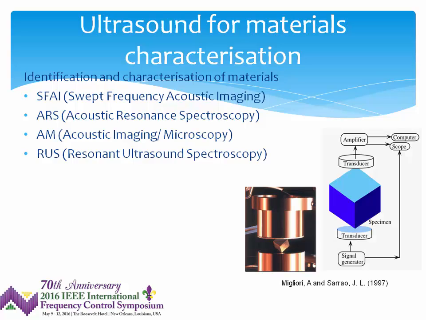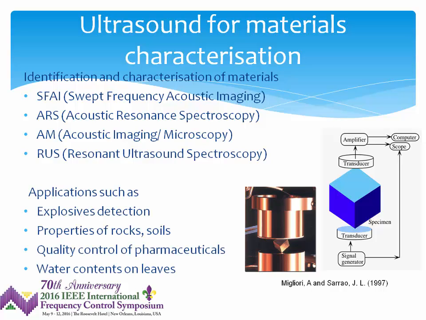For example, this is a setup that's called resonant ultrasound spectroscopy, that's used to essentially infer material properties of macroscopic samples, typically used by geologists to probe things like material properties of rock samples and things of that sort. But the applications can vary quite a bit, going all the way from detection of explosives to things like, in fact, there was a Transactions on Ultrasonics paper that talked about looking at water content in leaves. So quite a wide area of applications.